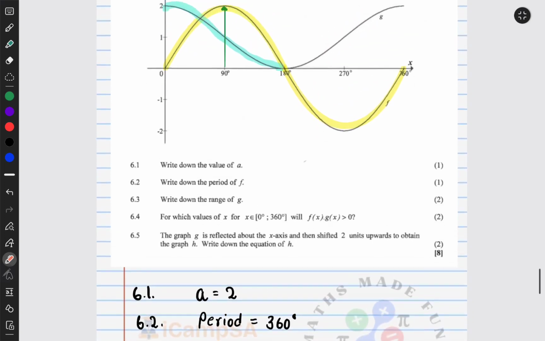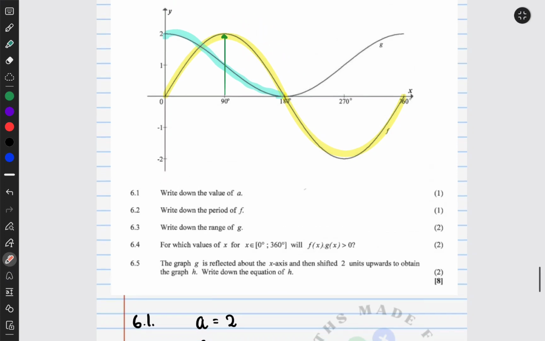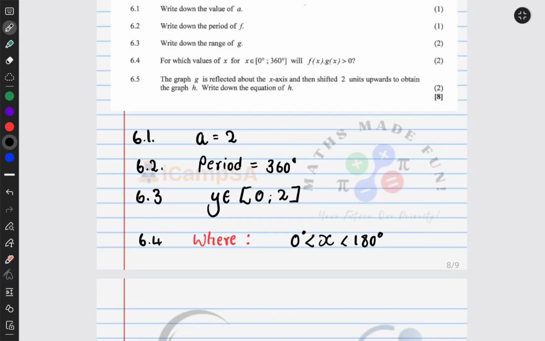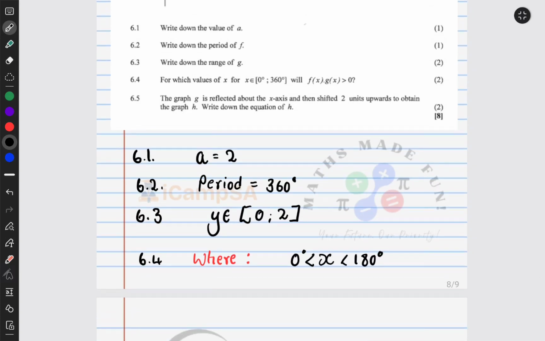Also where one function is 0, it's not going to work, because that would give us an answer equal to 0, and we are only interested in values greater than 0. So the answer to 6.4 is where x is greater than 0 degrees but less than 180 degrees. Those are the values of x that will satisfy that condition.